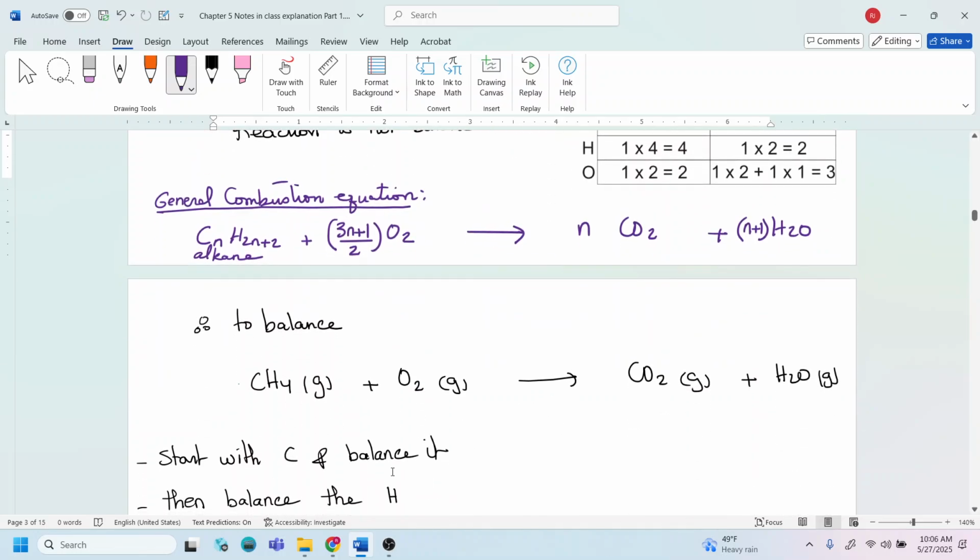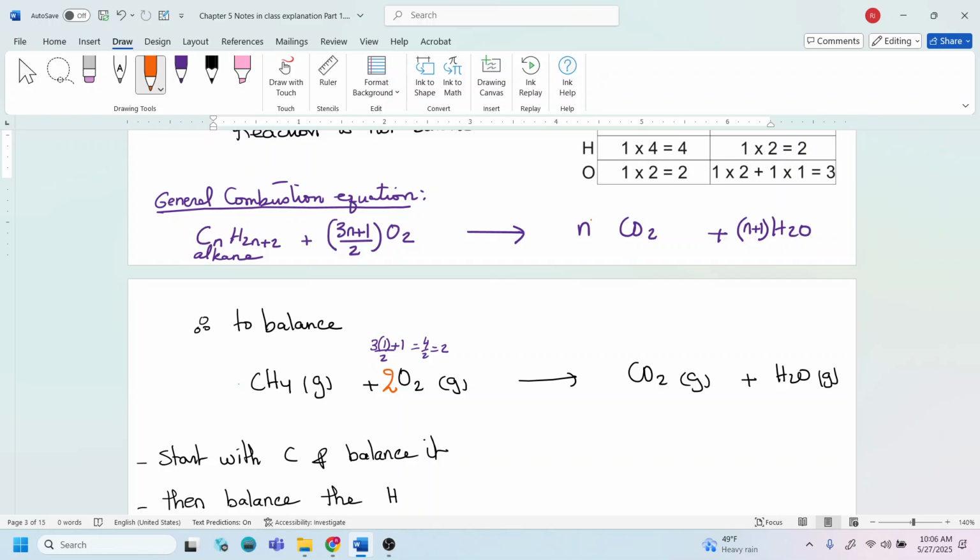So to balance that, if I want to use this equation over here, then I'm going to start with the hydrocarbon. I'm going to react this hydrocarbon with (3n plus 1). So it's going to be 3 times the number of carbons, which is 1, plus 1, divided by 2 in this case. So that is going to be 4 over 2. So it's going to be 2. So now my coefficient for the oxygen is going to be 2.